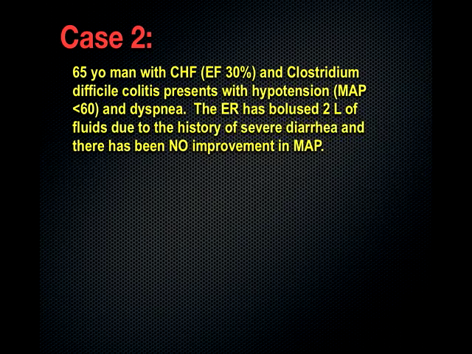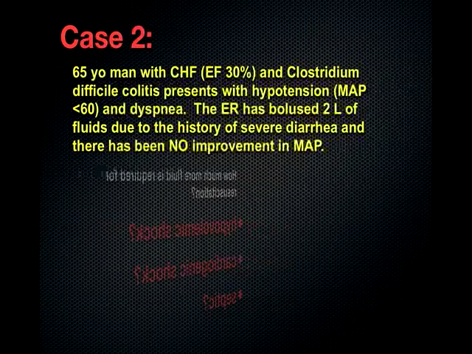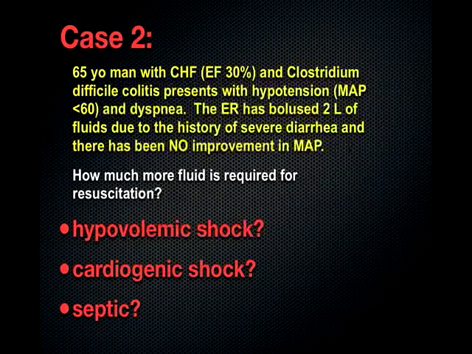Case 2: a 65-year-old man with a known poor ejection fraction, coming in from a nursing facility with pretty bad Clostridium difficile colitis, lots of diarrhea, presented with hypotension and shortness of breath. The ER bolused him 2 liters of fluid, but there had been no improvement in his blood pressure, and he's actually a little bit more short of breath. So they called and asked on the phone, how much more fluid do you want us to give him?